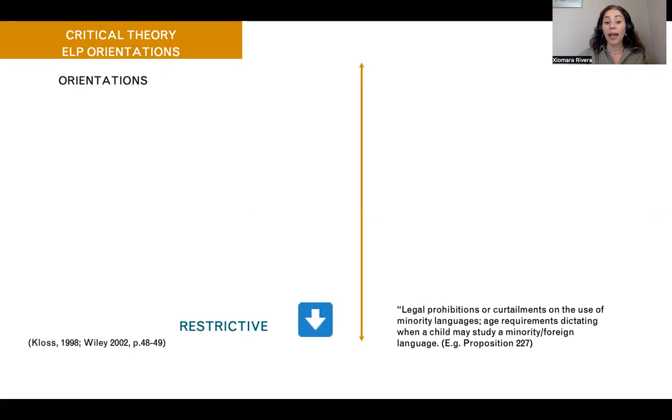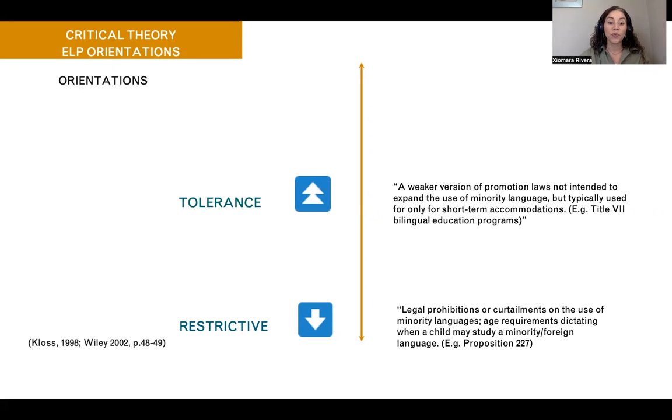Kloss. And we looked at the definitions: restrictive, where the educational language policies are restricting opportunities for multilingual education or multilingual learners. An example of this would be legal prohibitions or curtailments on the use of minority languages, or age requirements dictating when a child may or may not study a language.